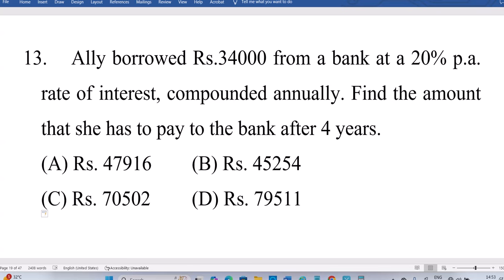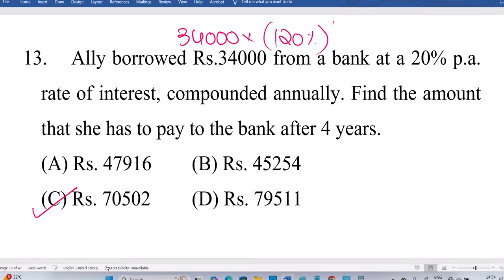If you want, you can use that. Okay, actually, calculator not allowed, but you can just try. Answer is 70,502. So you can try directly 34,000 into 120% to the power 4.